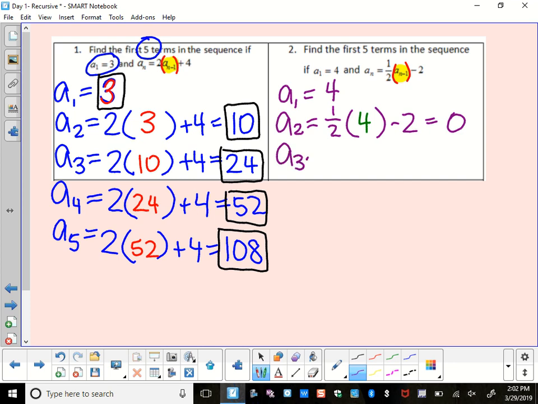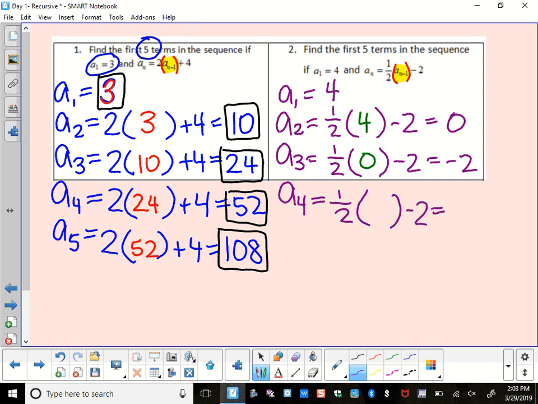All right, my third term. 1/2 times the previous term minus 2. My previous term was 0. What's half of 0? 0 minus 2? Negative 2. All right, my fourth term is 1/2 times the previous term minus 2. My previous term was negative 2. Half of negative 2 is negative 1, minus 2. What do you get for your fourth term? Negative 3.